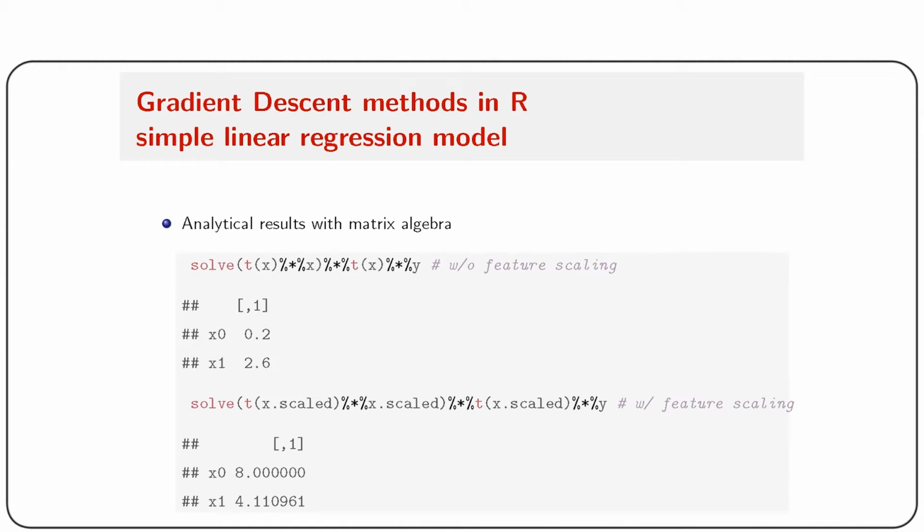For the analytical results with matrix algebra, you use the function solve with x prime x, that is the R expression of x prime x inverse into x prime y. We solve this matrix multiplication and the solution comes around 0.2 and 2.6. For the scaled data it is the same, with x scale prime x scale inverse into x scale prime y, and it will be 8.0 and 4.1.